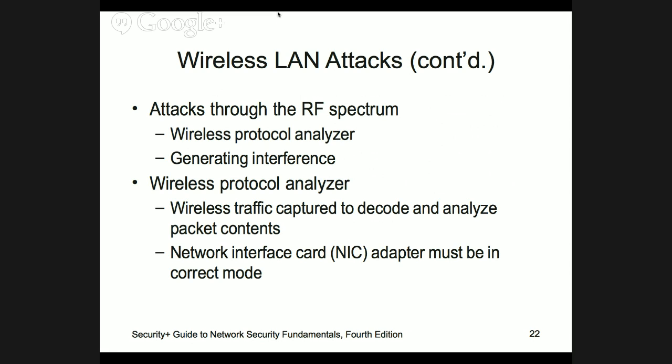The NIC card for the wireless protocol analyzer to work must be in the correct mode for whatever the analyzer uses. For example, NIC cards could be in passive mode, or open mode, or active mode, depending on the analyzer. I know NetStumbler uses passive, and if you don't have passive turned on for the NIC, it's not going to work. You're not going to get any data whatsoever. You can get the access points, but you're not going to get any data.